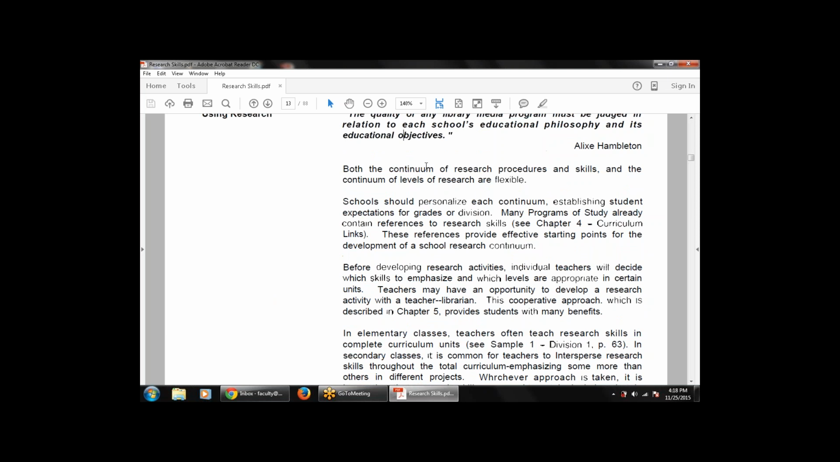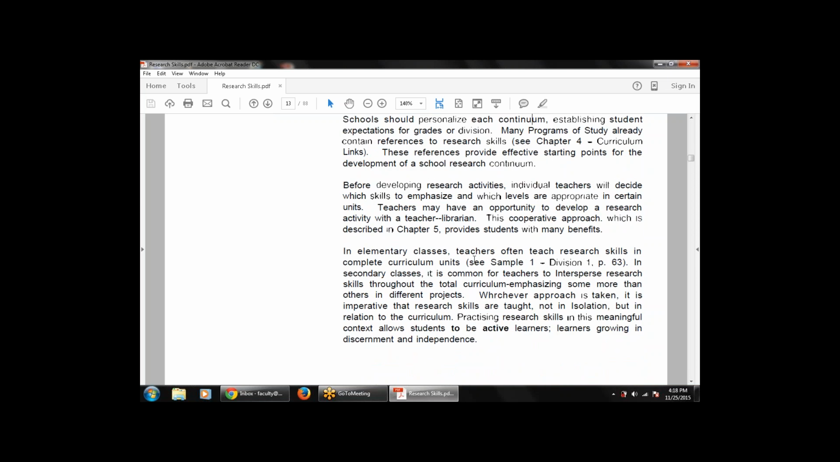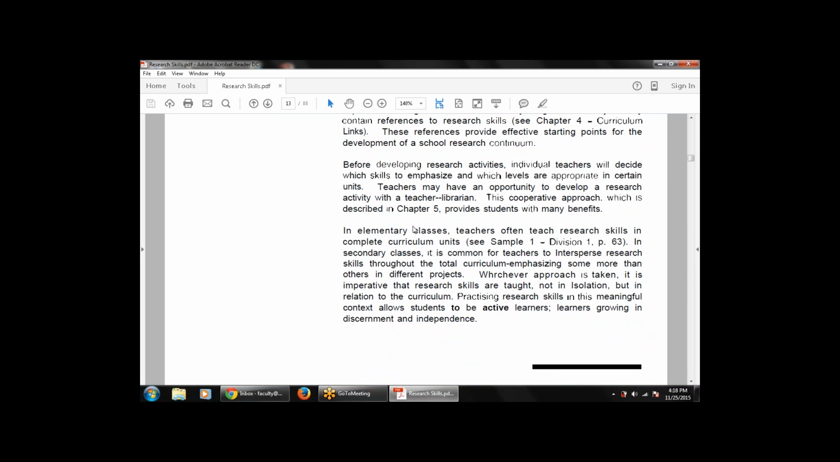What is the educational philosophy, and what is the educational objective that is used in research? Both the continuum of research procedure and skills and the continuum of levels of research are flexible. So whether we are using the continuum of research or the continuum of levels of research, they are flexible, changing from part to part. In the elementary classes, from first to fifth, the teacher often teaches the research skills in complete curriculum units. But in the secondary classes, research skills are impressed throughout the total curriculum, emphasizing some more than others in different projects.